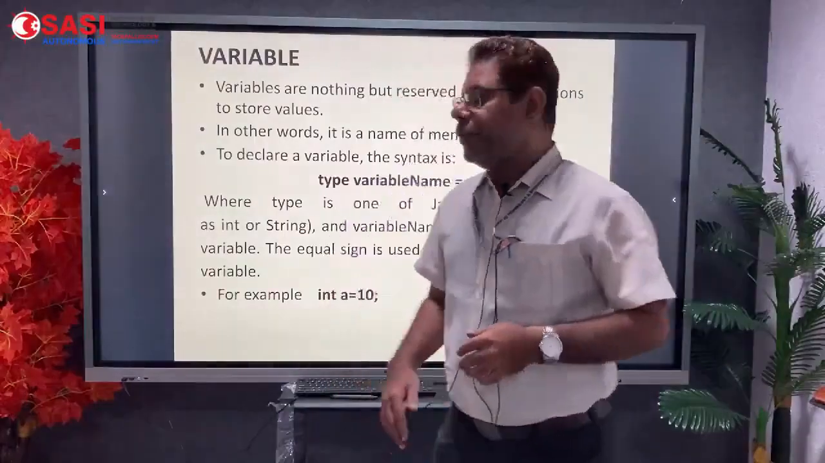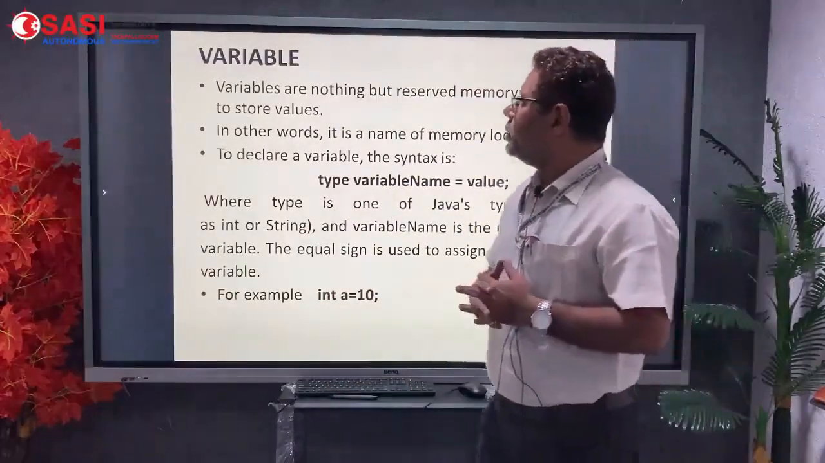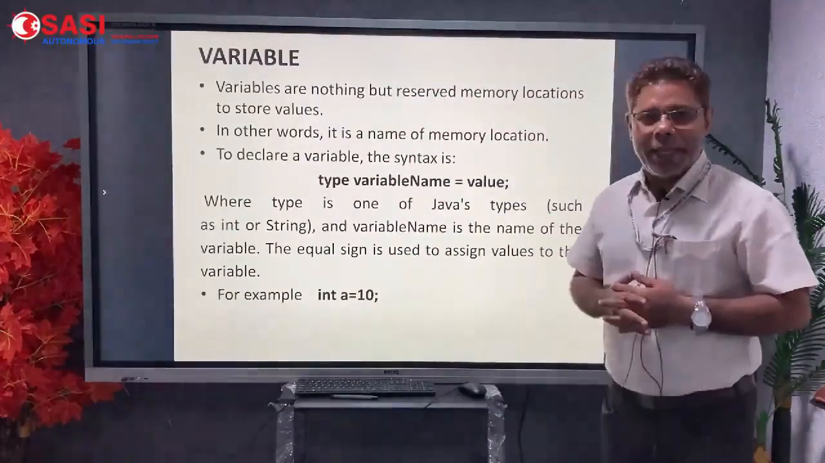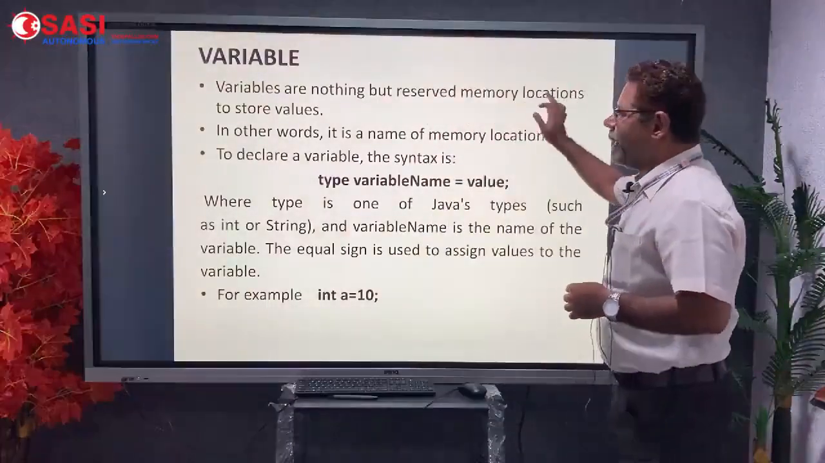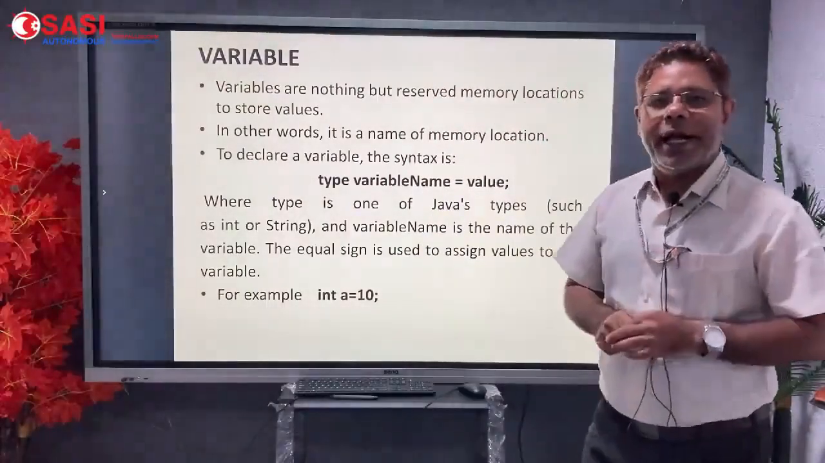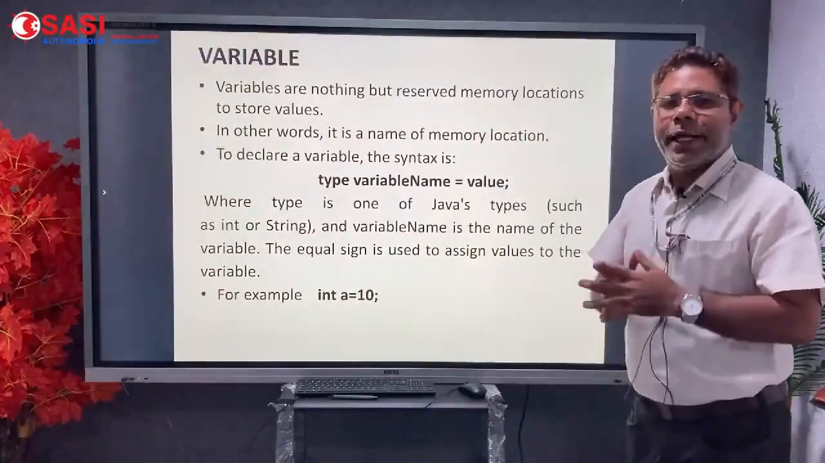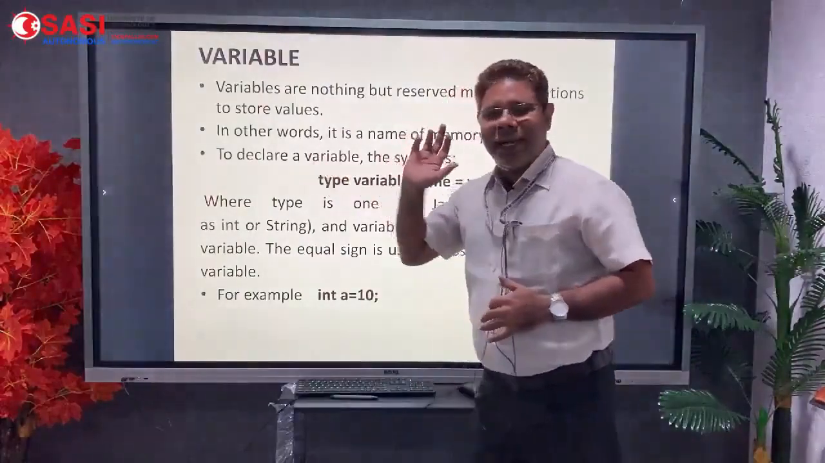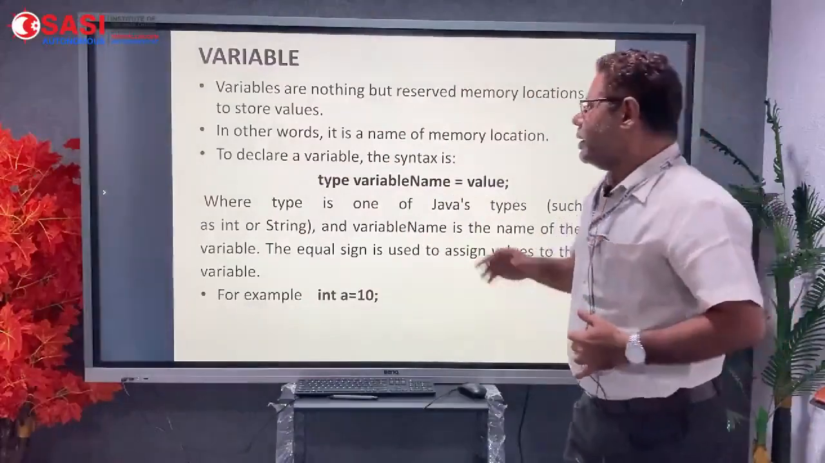In the previous class we discussed Java features, and now we can discuss what a variable is. A variable is a reserved memory location to store data. So variables are used to store data. For example, consider how we can declare a variable in Java programming language.